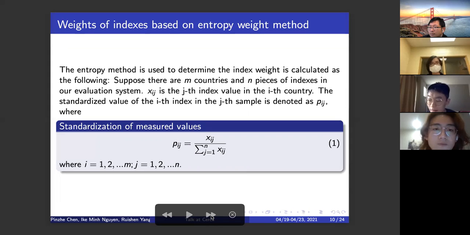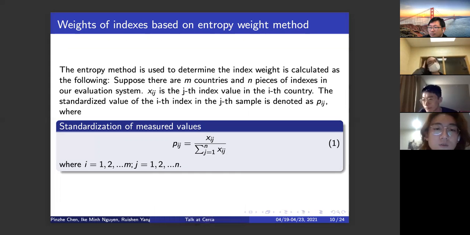After we define the index of the higher education system, next we will need to determine the weights of each index. There are numerous techniques to determine the index weights. The commonly used objective weight methods are principal component analysis, criteria importance through inter-criteria correlation.